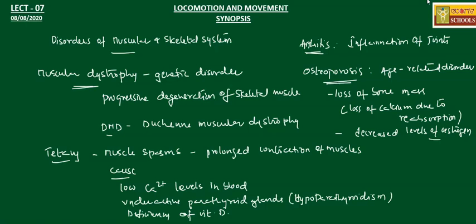And lastly, one more we have is gout. This is again inflammation of joints, caused due to accumulation of uric acid.